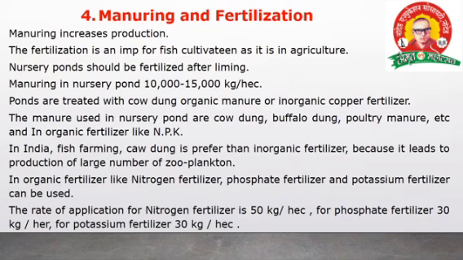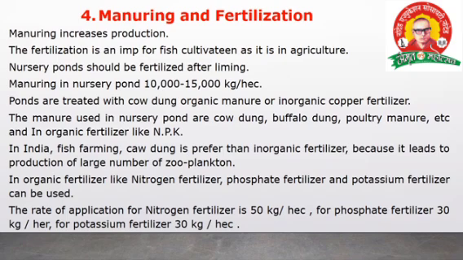Then the fourth title is manuring and fertilization. This is an important concept. Manuring increases production. Fertilization is important in fish cultivation. It is like agriculture. The nursery pond should be fertilized after liming. Important point: the manuring capacity of the nursery pond is 10,000 to 15,000 kg per hectare. That is the manuring for the purpose of fishes.